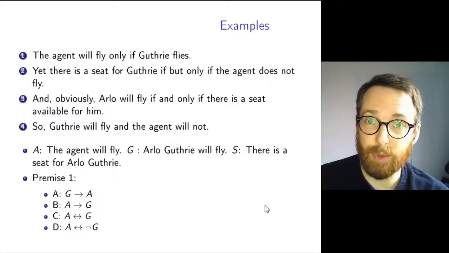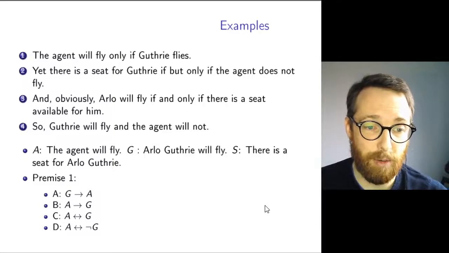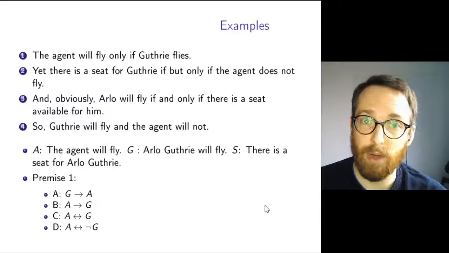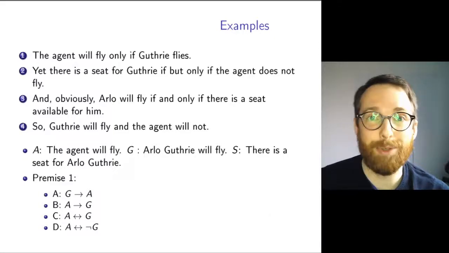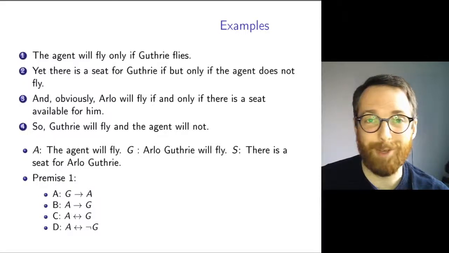Let's symbolize premise 1 first. Here are 4 options. G arrow A, A arrow G, A double arrow G, or A double arrow not G. See what you think the right answer is and click on the corresponding video. I will see you in a moment.